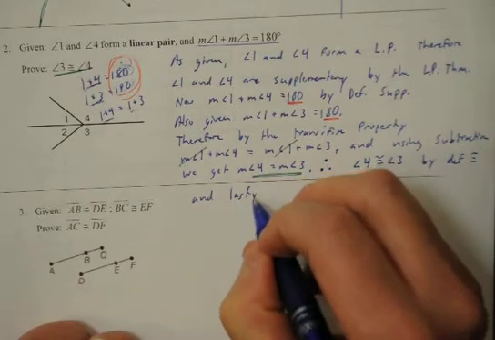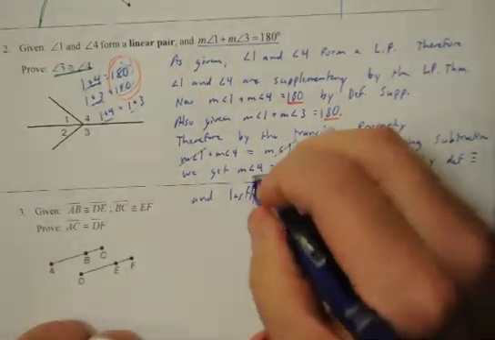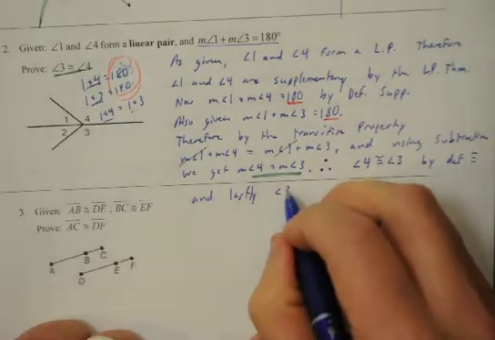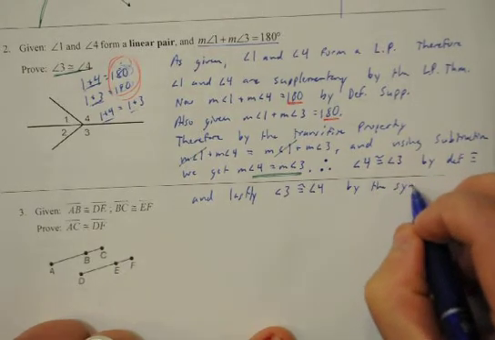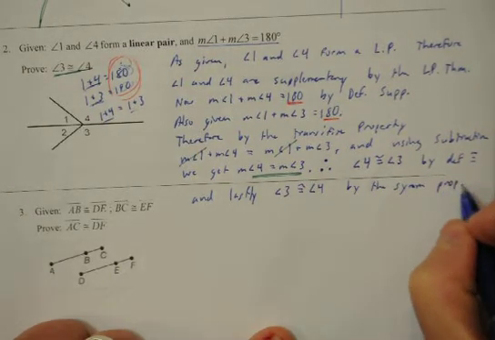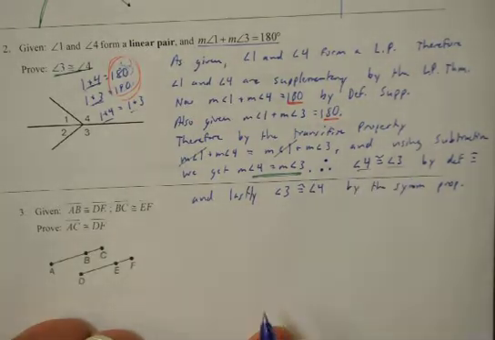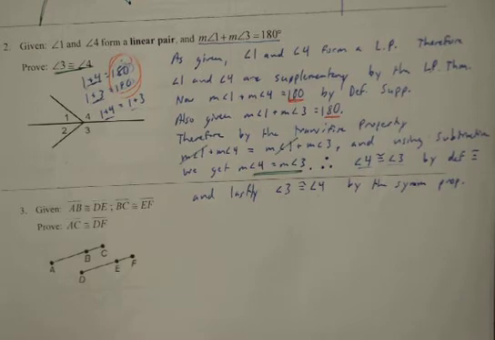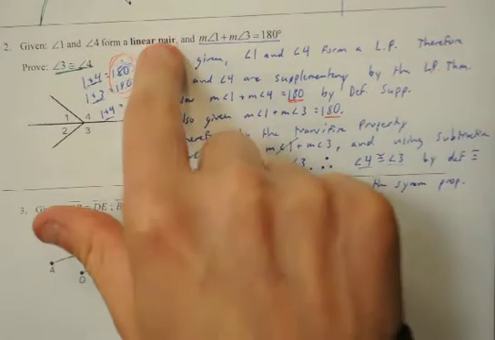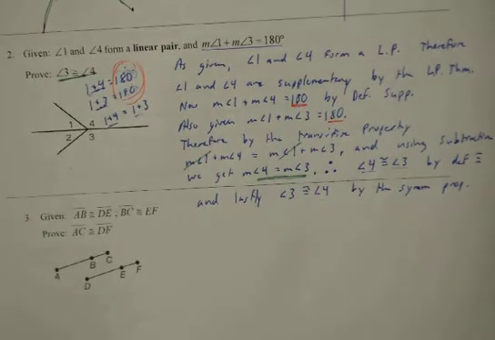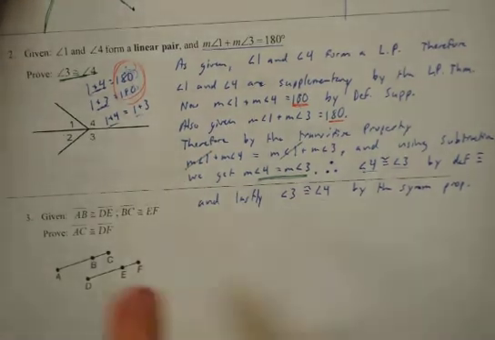And lastly, angle 3 is congruent to angle 4 by the symmetric property. Remember, the symmetric property switches. We went 4 and 3, now it's 3 and 4. It just flips it around. So that was that proof. This is completely detailed. It's possible to skip some of these details, but you do need to make a logical progression from linear pair to congruent. That's the goal.